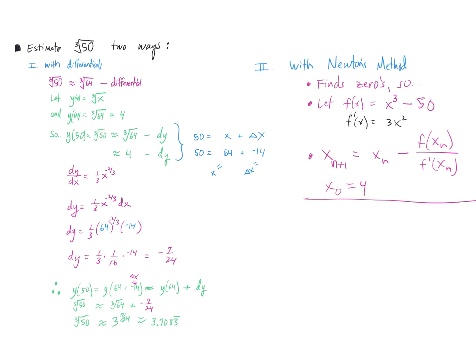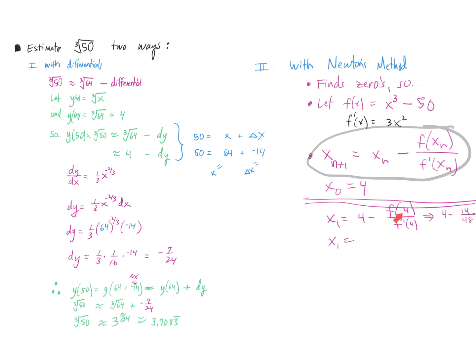All right, now that we have x of 0, we can find x of 1 by using this formula. So x of 1 equals x of 0 minus the ratio of the function at that previous x value divided by the derivative at that previous x value. What is that all equal to? Well, it's 4 minus, and we put a 4 in there, we get 64 minus 50, or 14. And when we put a 4 in there, we get 3 times 16, or 48. This is 7/24. 4 minus 7/24.